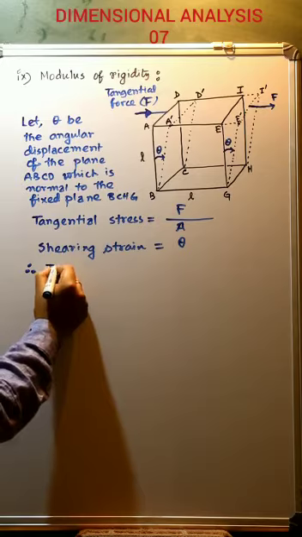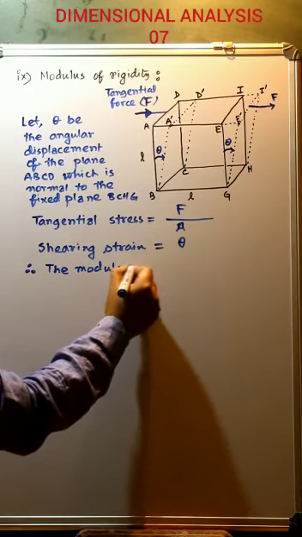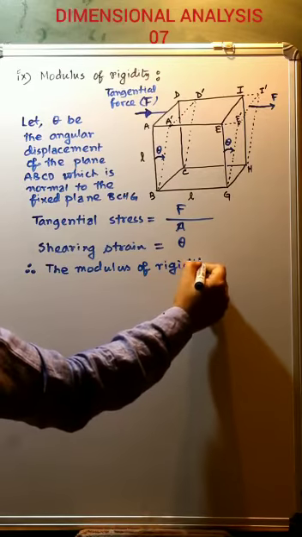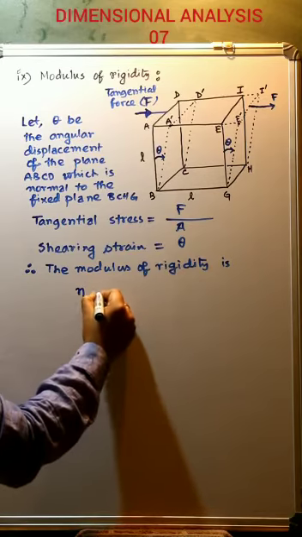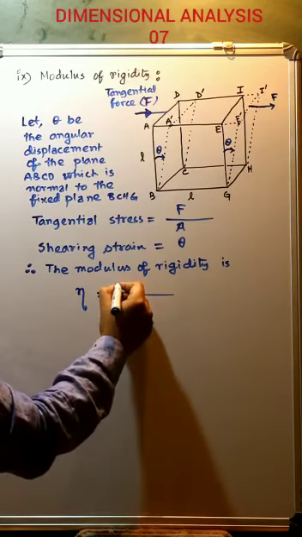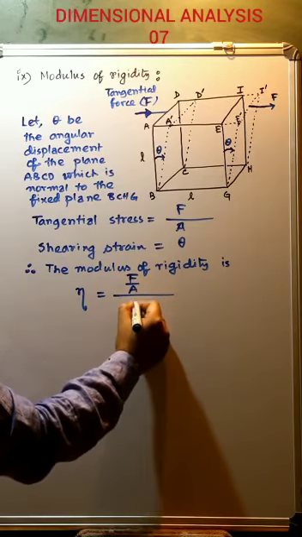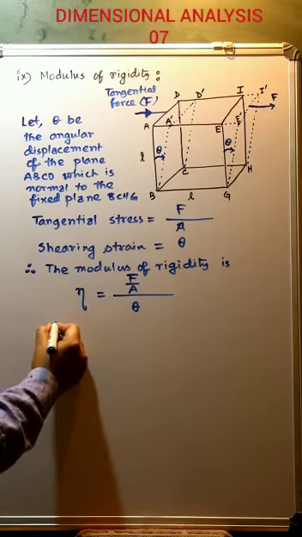Therefore, the modulus of rigidity, denoted by eta, is the ratio of tangential stress F by A divided by theta. Tangential stress by shearing strain is modulus of rigidity.